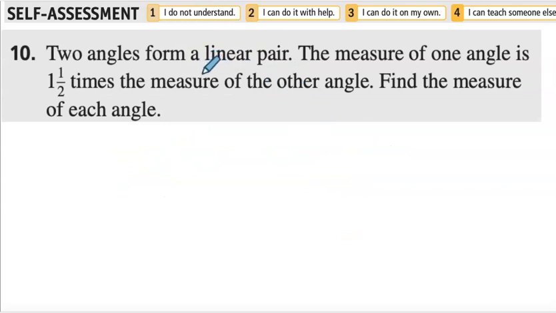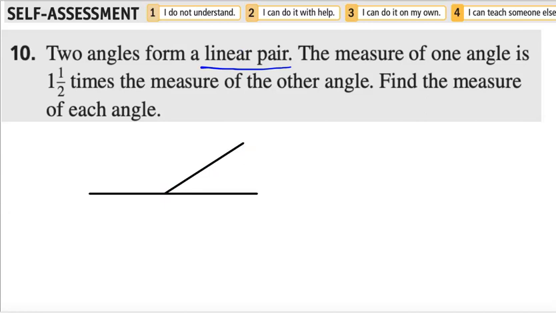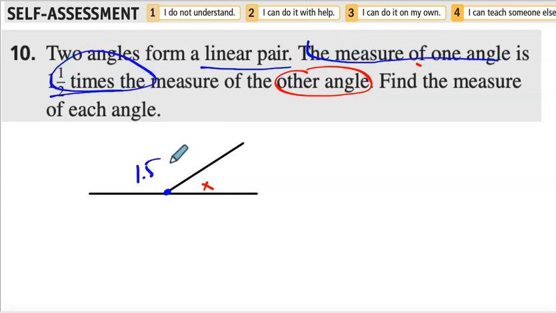Next one, two angles form a linear pair. Linear pair, I'm automatically thinking a straight line, and there's another angle somewhere in between here, making this a linear pair sharing the same vertex. They're adjacent and supplementary in a sense. The measure of one angle is 1.5 times the measure of the other angle. So there's an angle that I don't know, and there's another angle that is 1.5 times the measure of that one. That means the total of these two angles is going to equal 180 degrees.